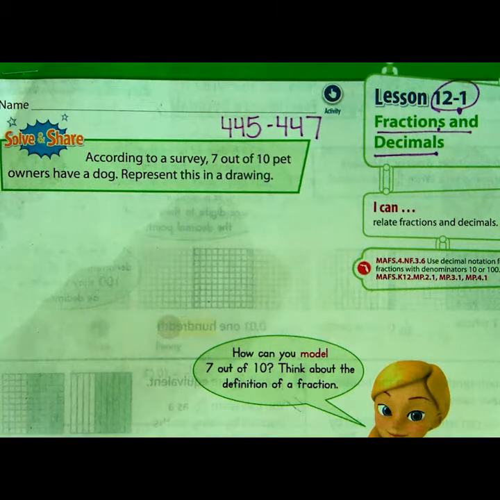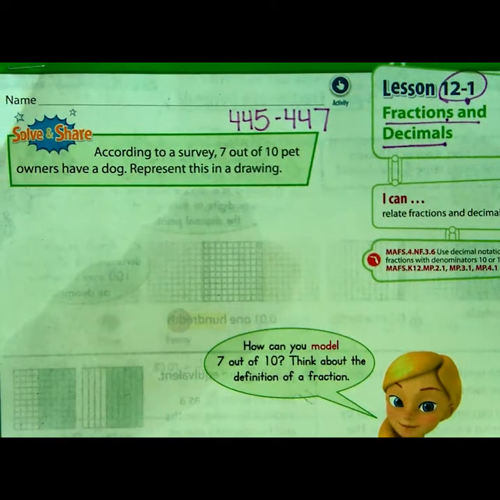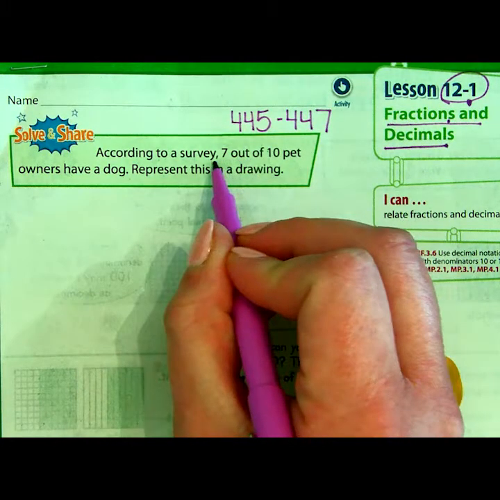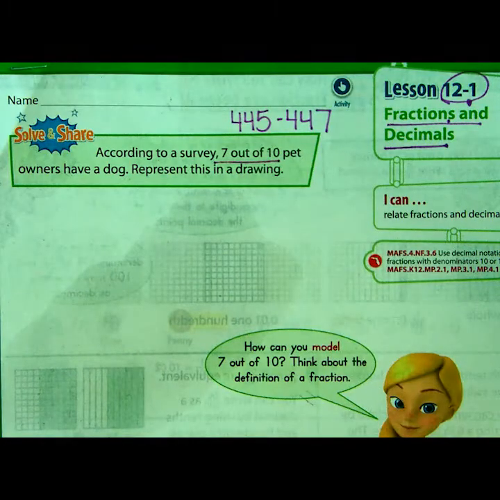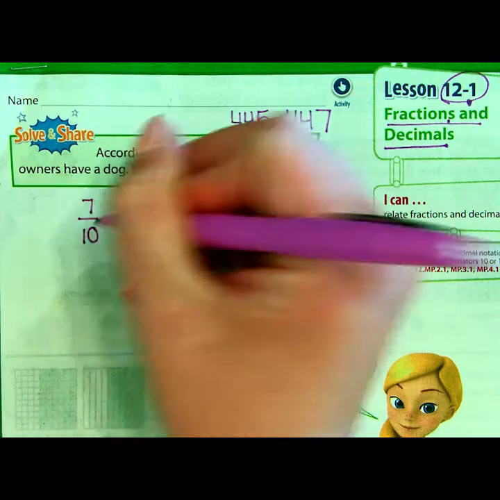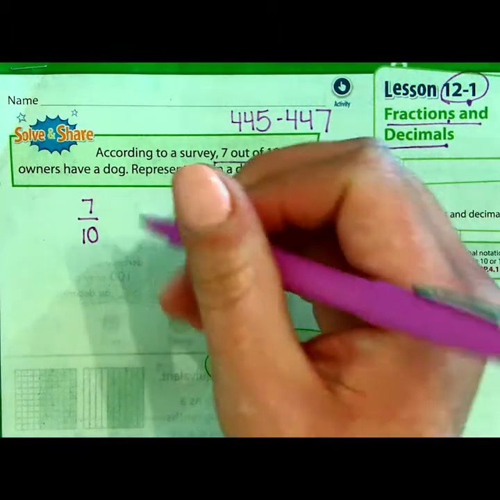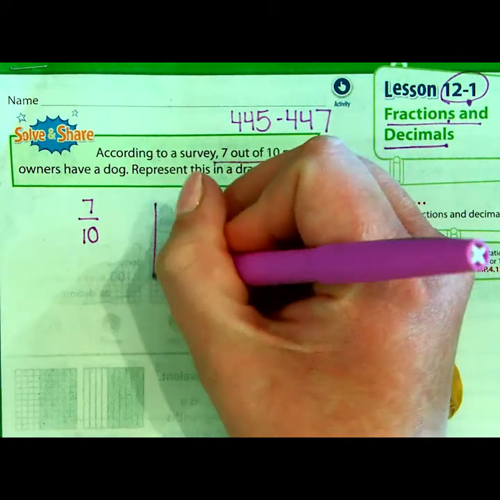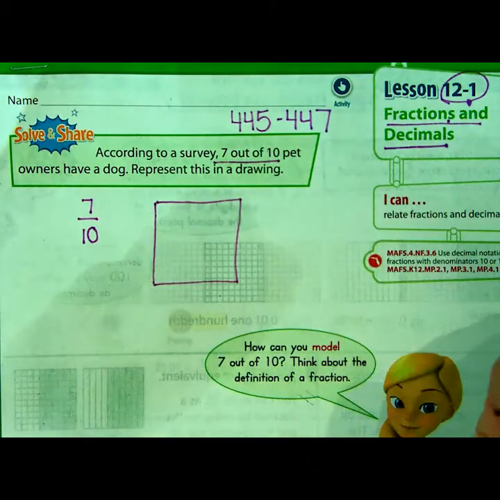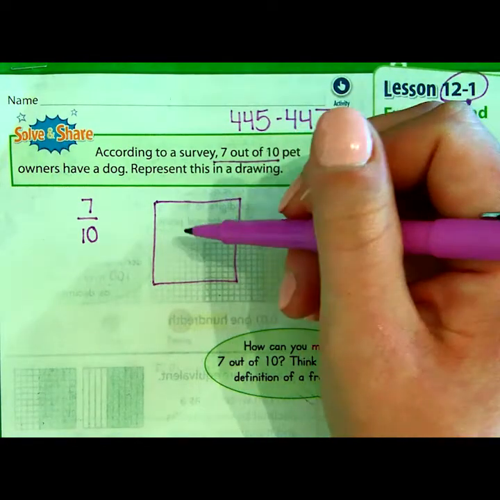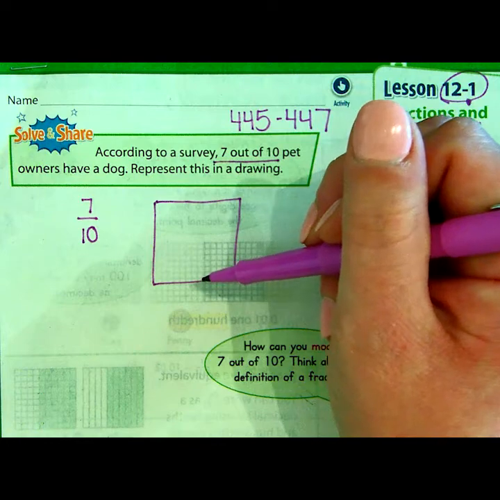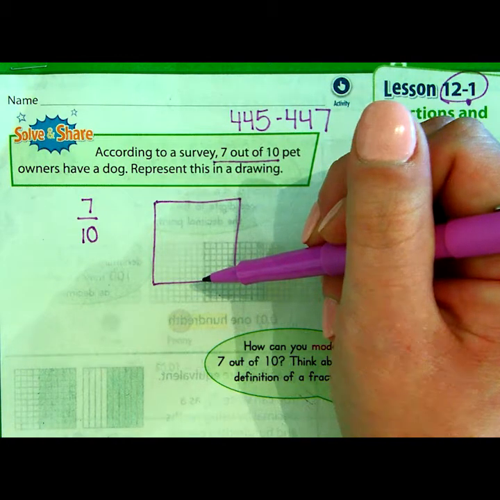It says here, according to a survey, 7 out of 10 pet owners have a dog. Represent this in a drawing. Well, 7 out of 10, that kind of reminds me of that fraction, right? 7 tenths or 7 out of 10. And if I were going to represent that in a drawing, I kind of think of our base 10 blocks, right? And I know that there's a flat, right? And that is equal to 100.